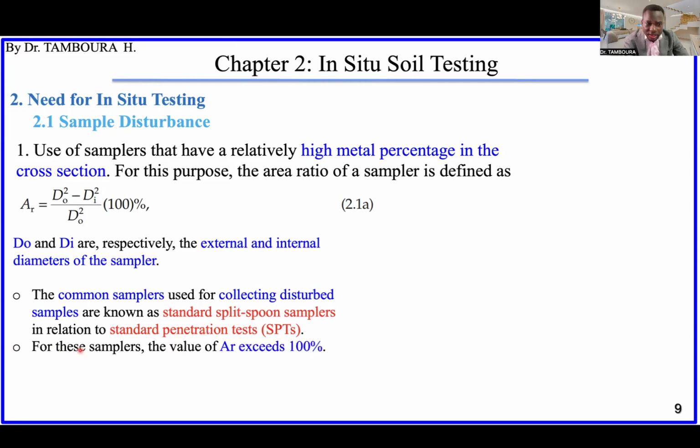Another one is this kind of sampling method. These SPT samplers, the standard split spoon sampler, have a very high area ratio, higher than 100, around 113. So you will see that this kind of sampling is giving very disturbed soil samples.